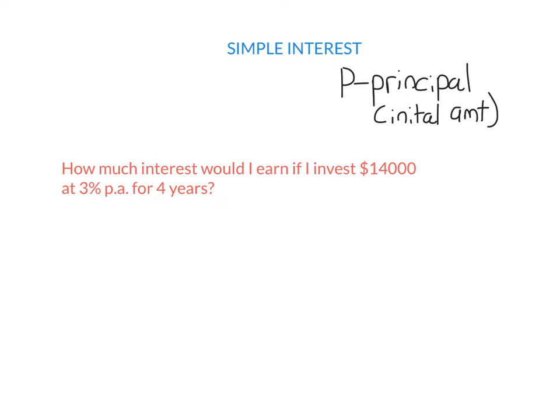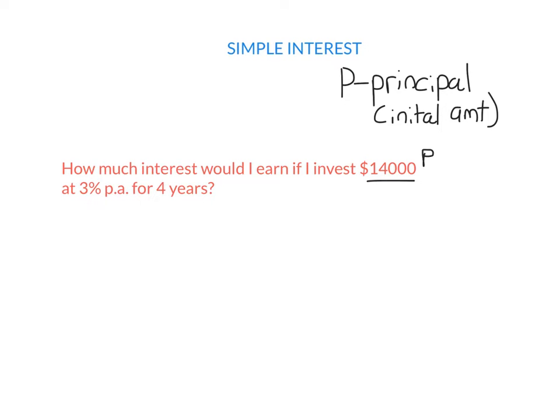So let's look at this question here. How much interest would I earn if I invest $14,000 at 3% per annum for 4 years? Now here, the principal is $14,000. That's how much you started with. So the idea here is that you will earn in interest 3% of $14,000 each year. So 3% of $14,000 is $420.